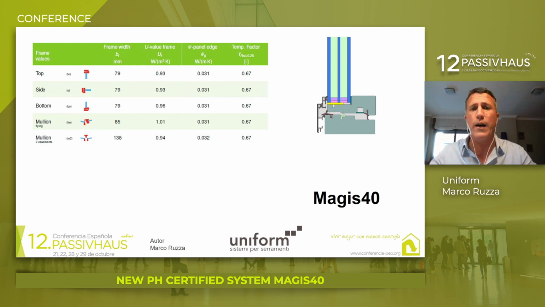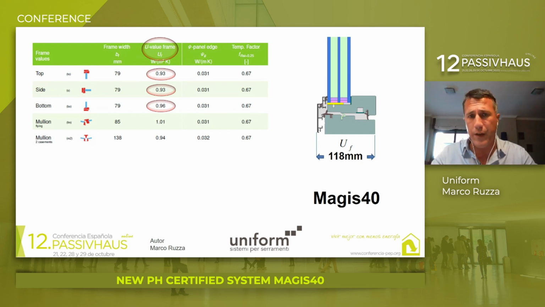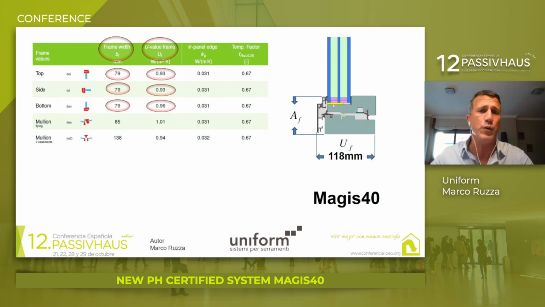As a reference, as an example, I'm going to look at the MAGIS40 profile. This is special profiling, which is certified by Passive House and is patented. We've made enormous efforts in these windows to achieve excellent energy efficiency. The profile is very thick to reduce the UF value, 118 millimeters. The profile surface area has been reduced. The frame has a section of only 44 millimeters.